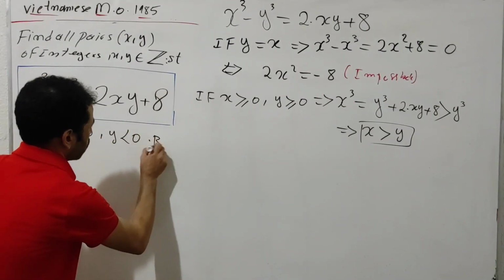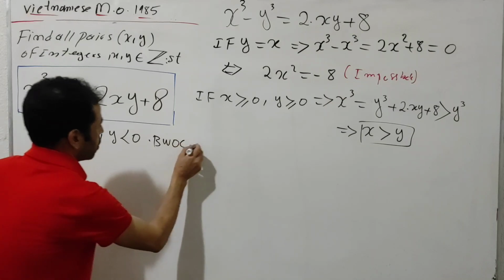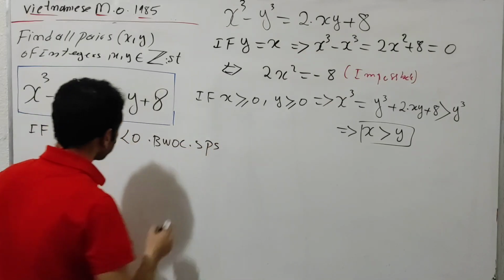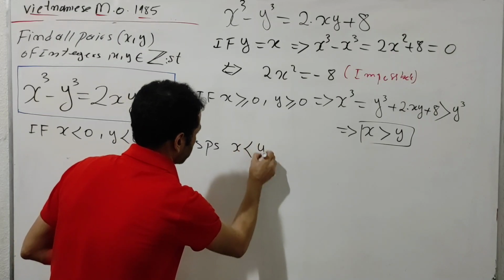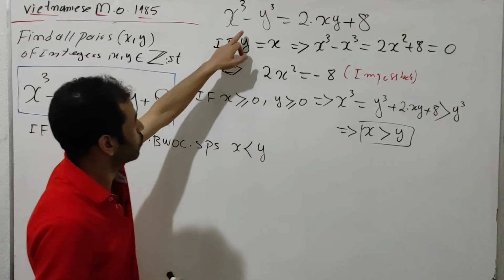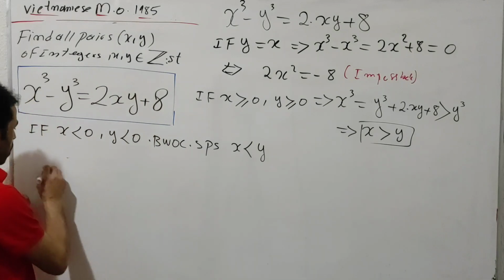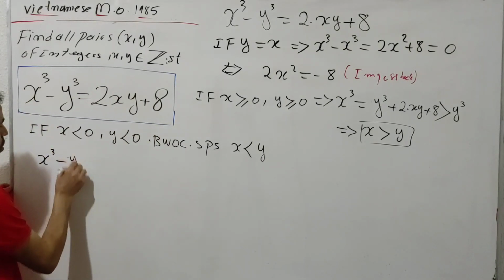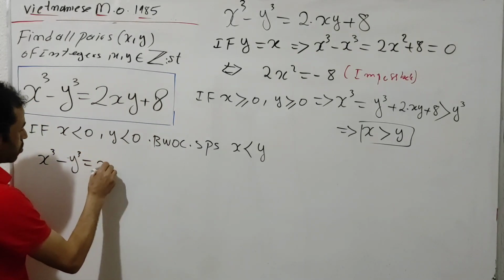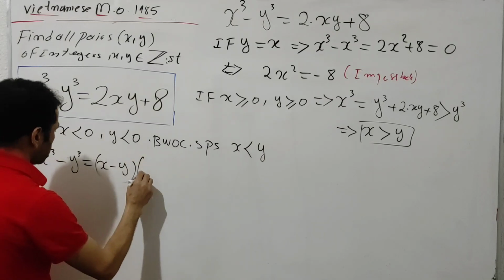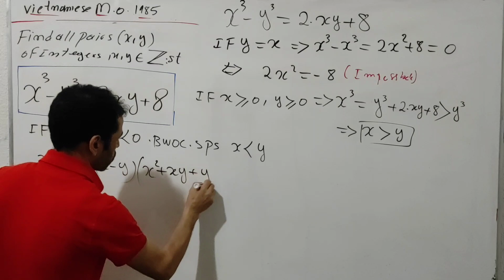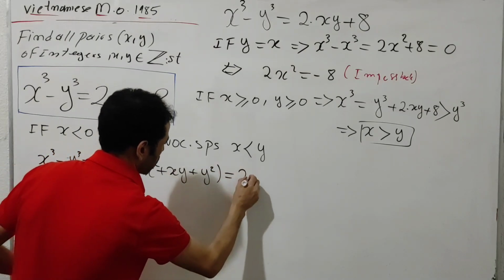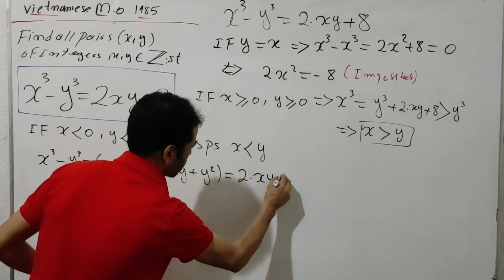Okay, by way of contradiction, let's suppose x is strictly inferior to y. Okay, now I'm going to factor this equation. So I have x cubed minus y cubed giving me (x minus y) times (x squared plus xy plus y squared) equals 2 times xy plus 8.